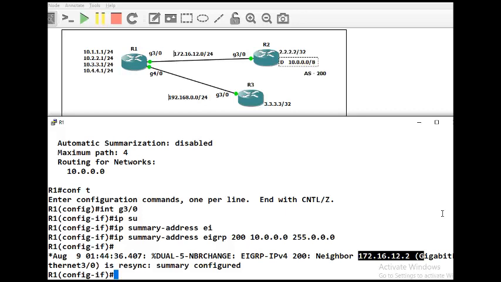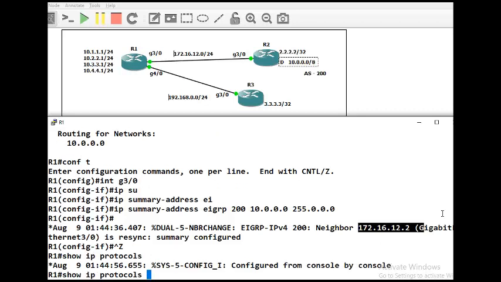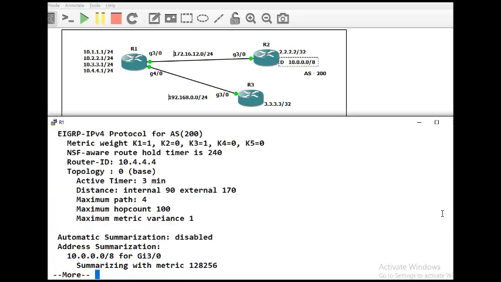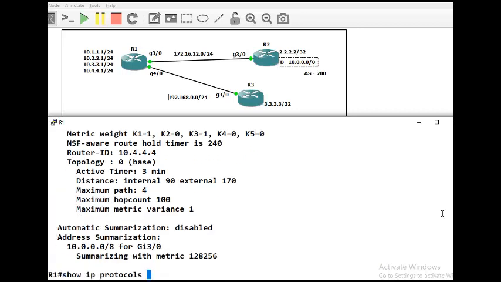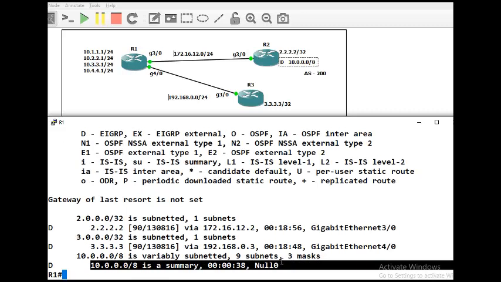Yes, sir. Right. Now, if you go to the routing table, you will still have a default summarized route pointing towards null. Show ip route eigrp. You see, without having this route, you cannot advertise. You need to have this route in the routing table. That's why you see this.